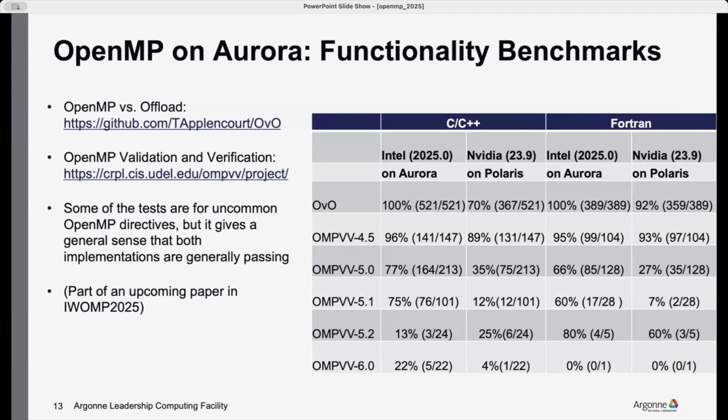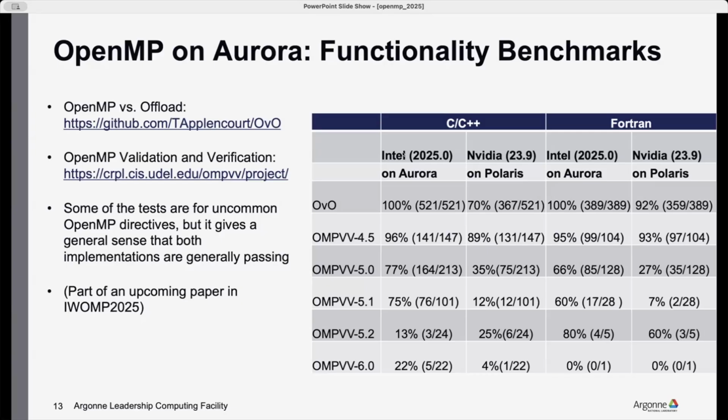Just before going to the demo, some good news from a recent paper we did at the IWOMP conference. So this was taking two conformance benchmarks, OvO and OpenMP validation and verification, and running them on the two big systems that we've been talking about today, Aurora and Polaris. These are conformance benchmarks, so they're not doing anything with performance. They're really just looking at, with the set of directives that is correct, does the compiler compile correctly and give the correct result?